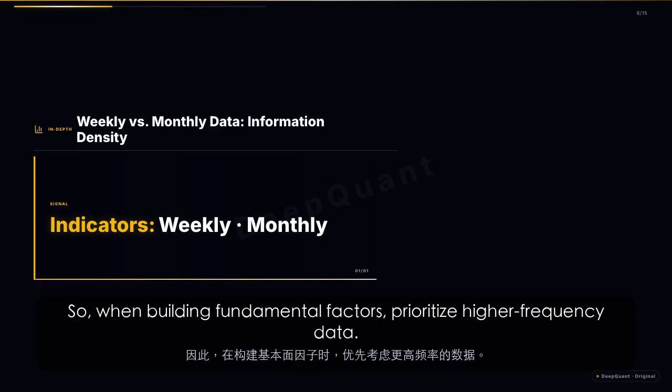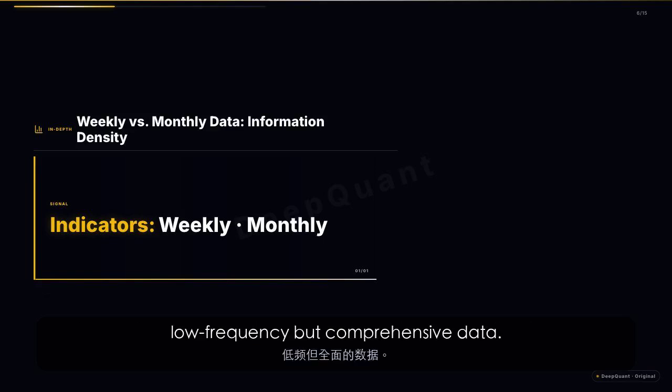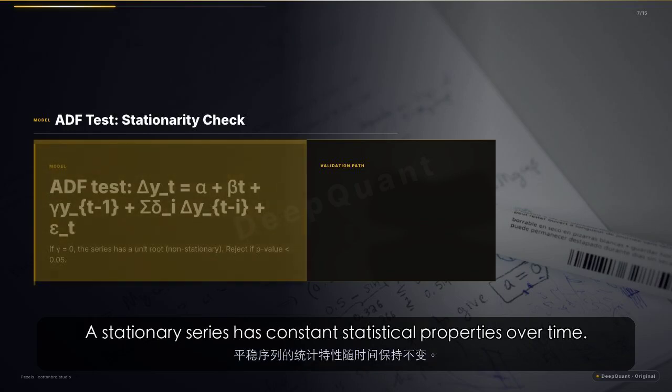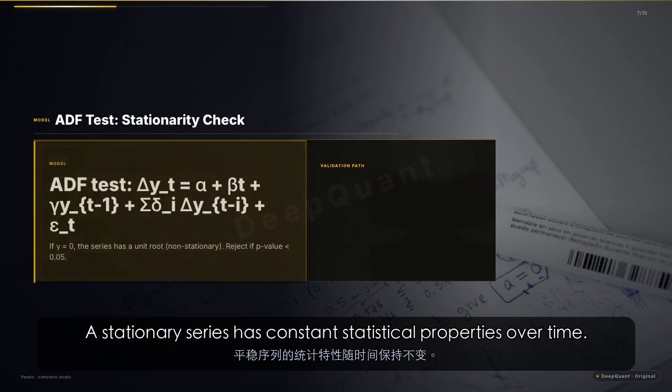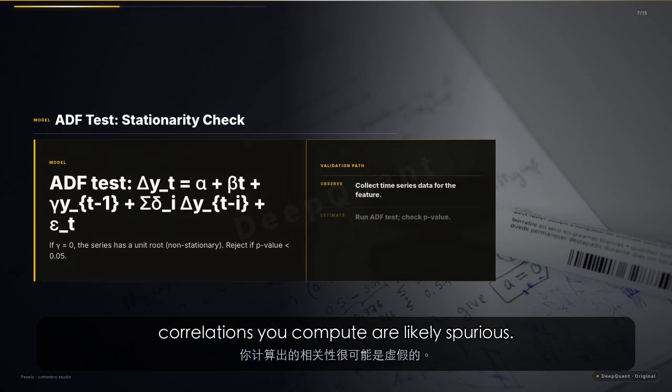So, when building fundamental factors, prioritize higher frequency data. Even if the coverage is narrower, the information value is much greater than low frequency but comprehensive data. Before using any time series feature, you must check if it's stationary. A stationary series has constant statistical properties over time. If it's non-stationary, like iron ore production which trends upward, correlations you compute are likely spurious.